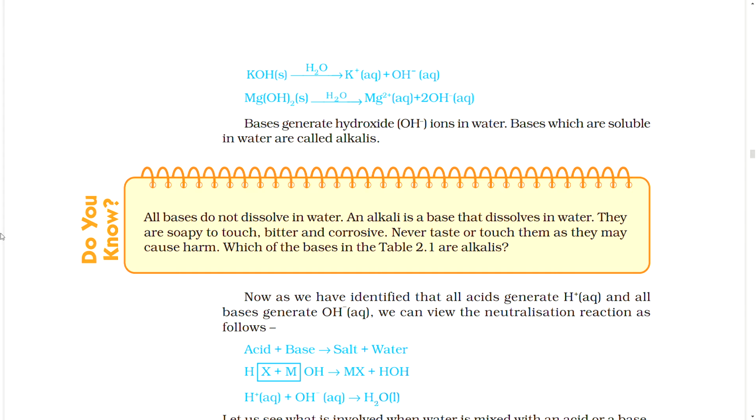Bases which are soluble in water are called alkalis. Do you know? All bases do not dissolve in water. An alkali is a base that dissolves in water. They are soapy to touch, bitter and corrosive. Never taste or touch them as they may cause harm. Which of the bases in the table are alkalis? Comment on this.